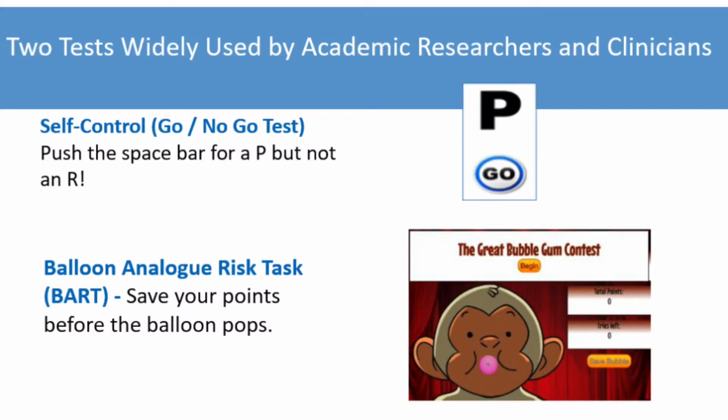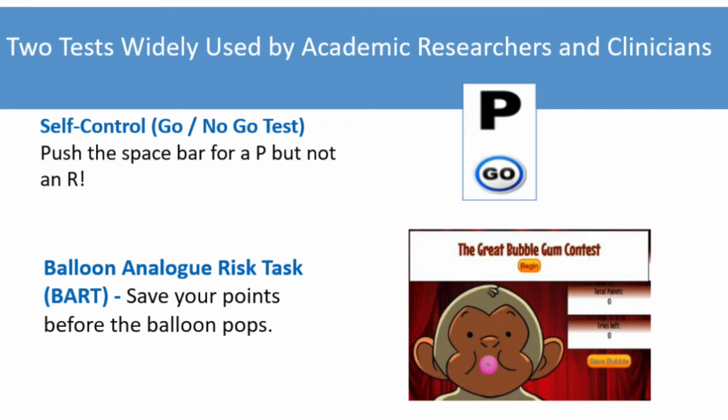The last two tests measure aspects of executive function that are actually not part of the toolbox, but are widely used tests by researchers and clinicians to evaluate executive function. One of them is a test of self-control. And as you know, self-control is one of the powerful predictors of academic success and later life success. So I thought it was very important to include a measure of self-control or inhibition. And that test is called the go, no-go test.